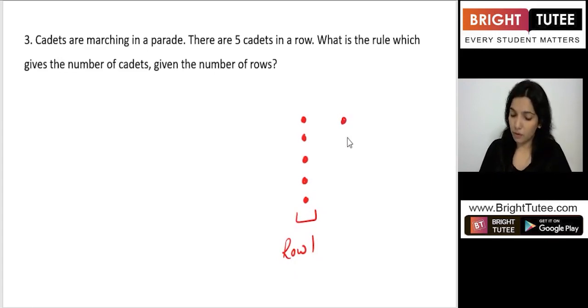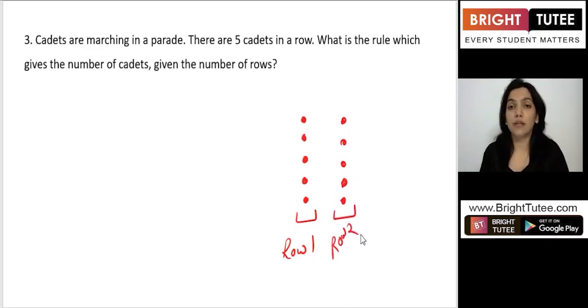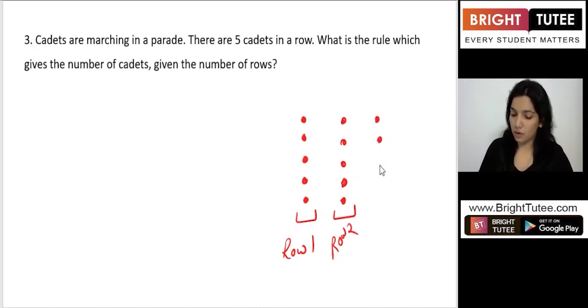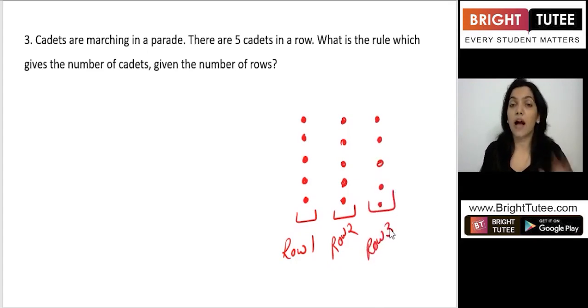Say if we have got 2 rows. Okay. And again, because in each row we have got 5. So this is row 2. So how many cadets do you see now? You see 10 cadets, right? So if you have got a third row, row number 3, how many cadets are there? Again 5 more. So now the total number of cadets in 3 rows are 15.